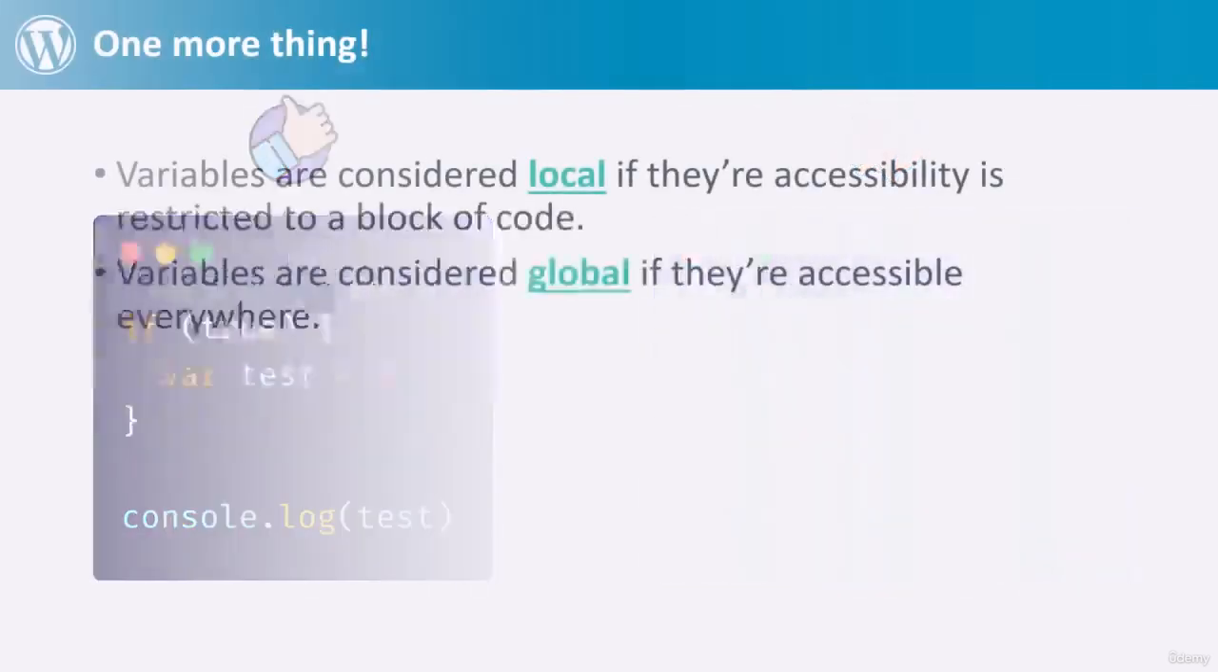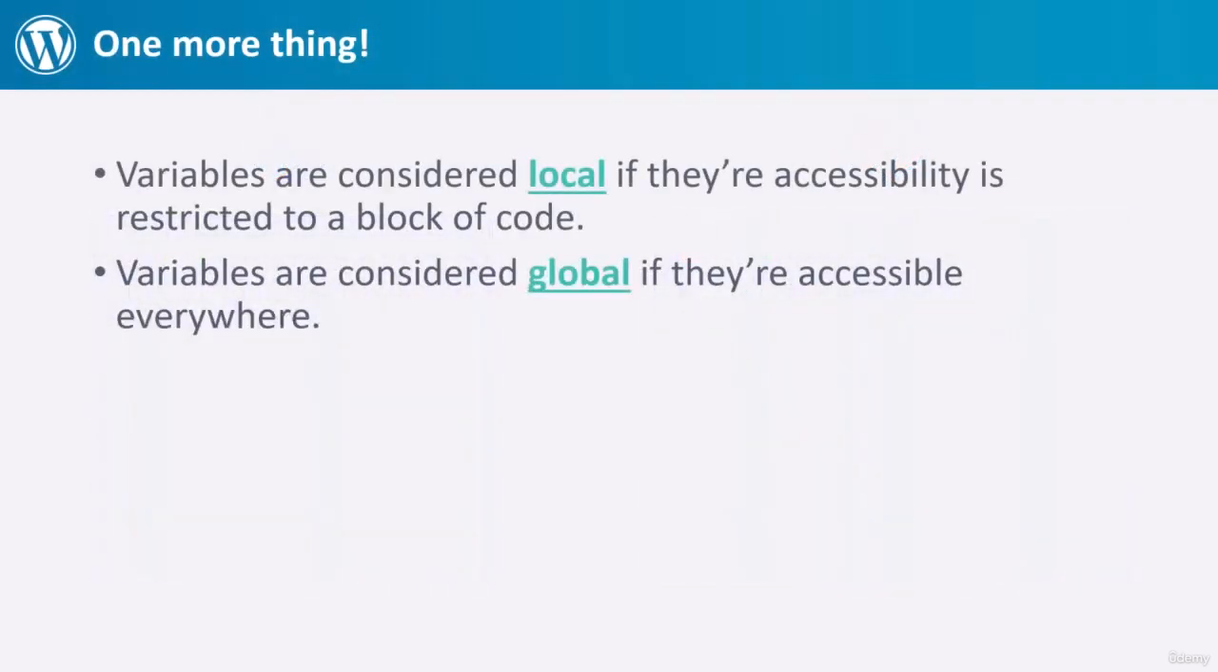One more thing. Throughout the course, you may hear the words local variable or global variable. A variable is considered local if its accessibility is restricted to a specific function or block of code. On the other hand, variables are considered global if they're accessible everywhere.